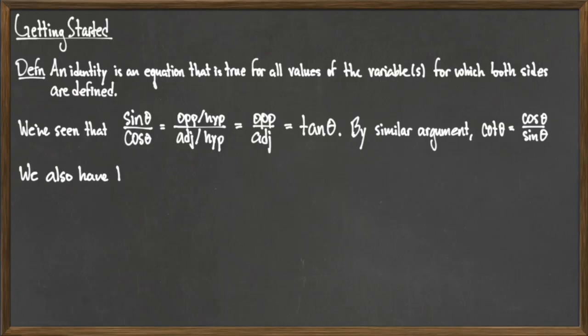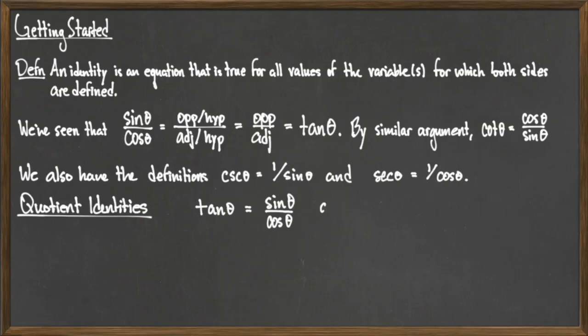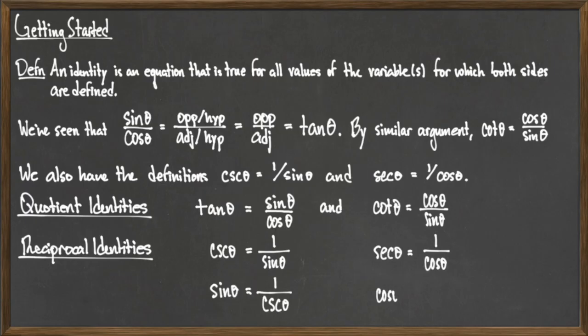We also defined the cosecant function as 1 divided by the sine of theta, and the secant function as 1 divided by the cosine of theta. These also count as identities. So all these identities have names. The quotient identities are the ones for tangent and cotangent, and the reciprocal identities are for cosecant equals 1 over sine of theta, or sine of theta equals 1 divided by the cosecant of theta, as well as secant of theta equals 1 over cosine of theta, or in reverse, cosine of theta is equal to 1 over secant of theta.